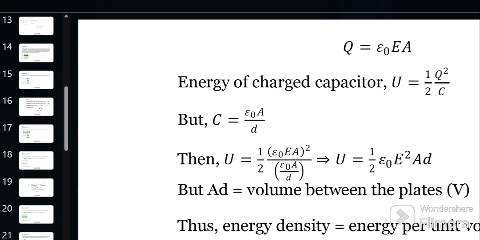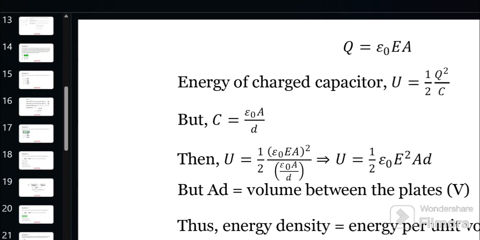Then from the energy of the capacitor, the formula is half q square by c. But we know what the equation for c is. We discussed it in the formulas as well. So we put both the equations. Then we need to find density. Density is energy per unit volume.